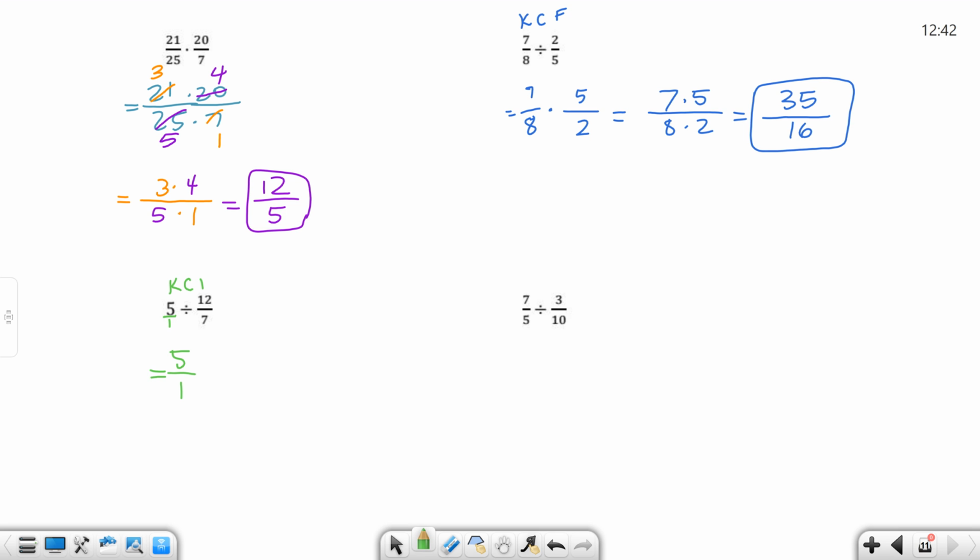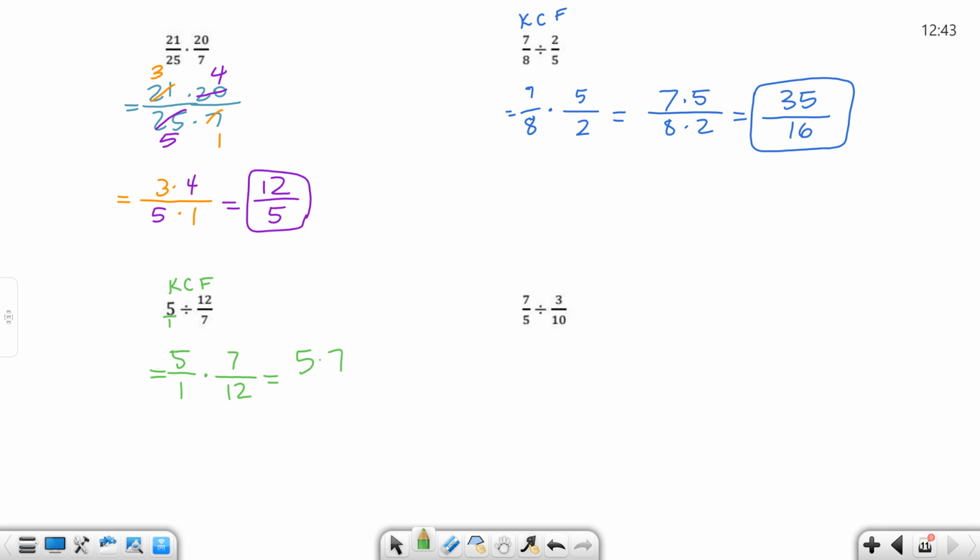And I'm going to keep, change, flip. So keep 5 over 1, change division to times, and flip this to 7 over 12. Okay? Flip it to 7 over 12. And then ask yourself, hey, does 5 simplify with the 1 or the 12? The answer is no. Does 7 simplify with the 1 or the 12? The answer is no. So then we multiply straight across.